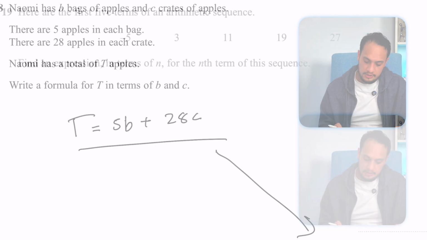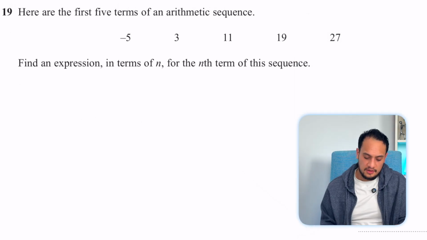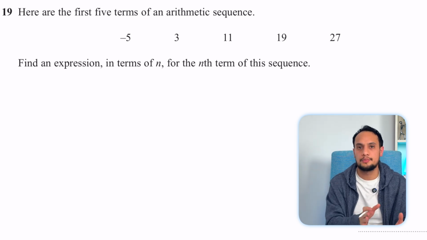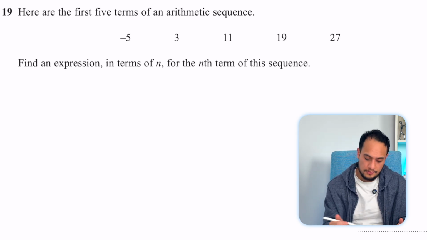Now let's look at 19. Here are the first 5 terms of an arithmetic sequence. So that's a sequence that goes up or down in a constant difference. So we've got -5, 3, 11, 19.